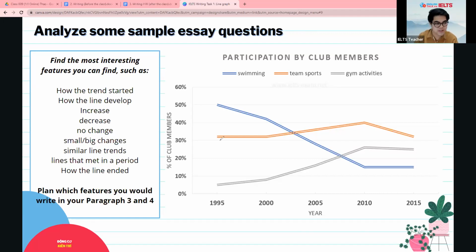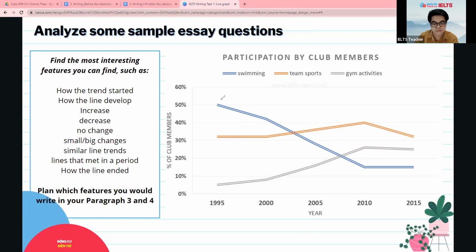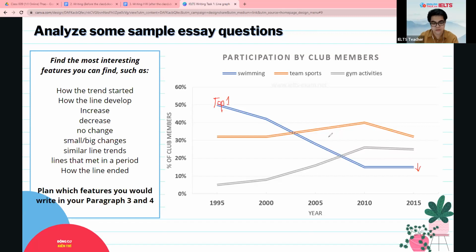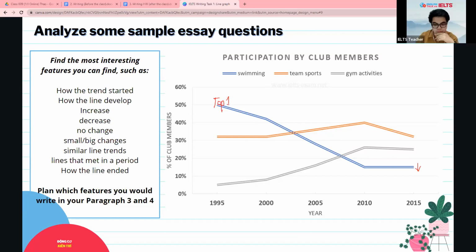Okay, so I think this one is very, very easy. Let's start. For them, I think that swimming used to be the first one from the start, and then it became the lowest. While it is the opposite for team sports and gym activities. In paragraph 3, I think I'll write about team sports and gym activities. They both increase, kind of the same.